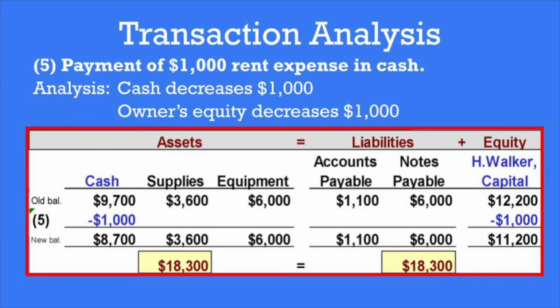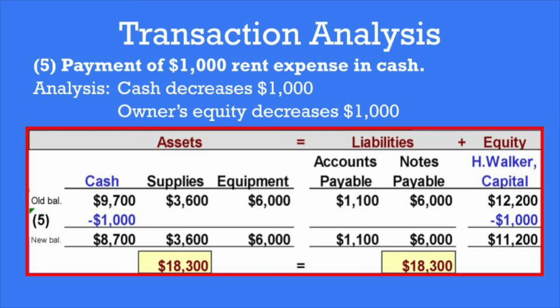Number 5, we look at payments of $1,000 for rent in cash. So what we did is we paid our rent bill for $1,000. So we effectively took $1,000 out of our bank account. So that asset cash went down by $1,000. That's on that asset side.